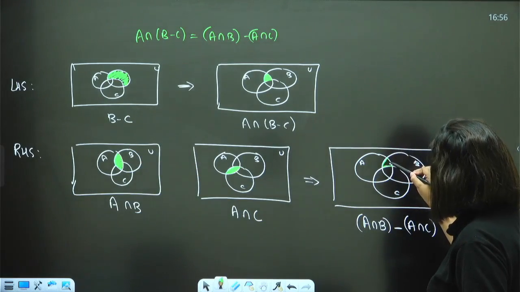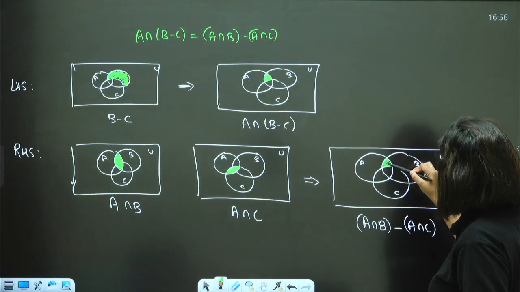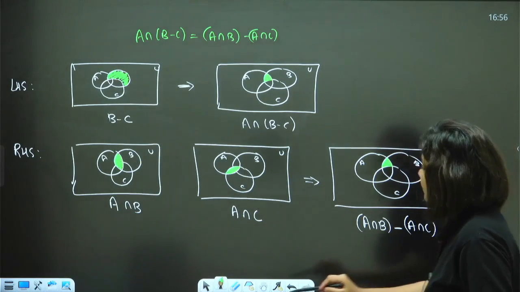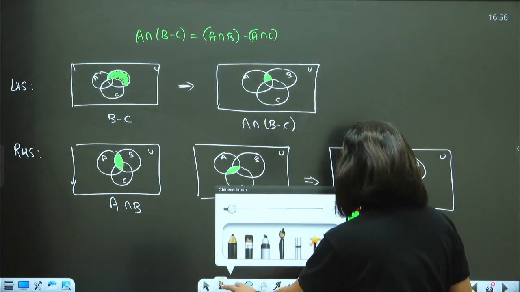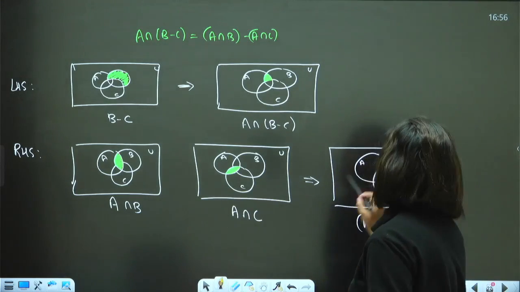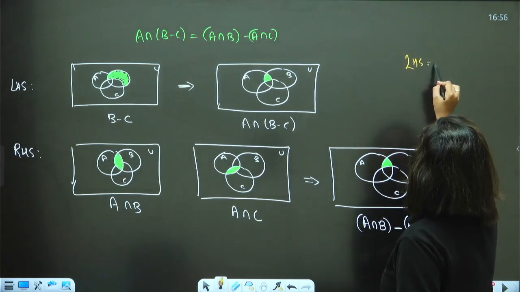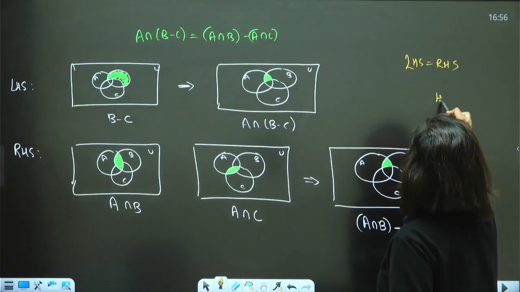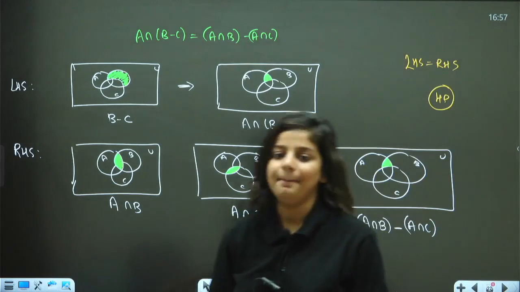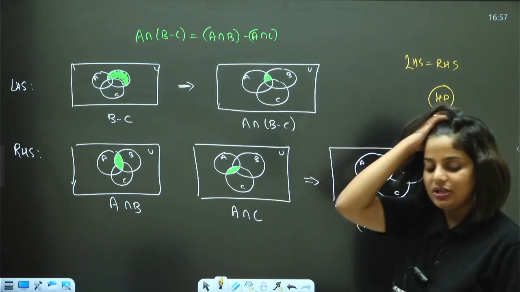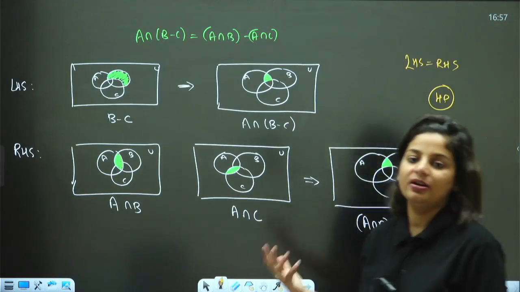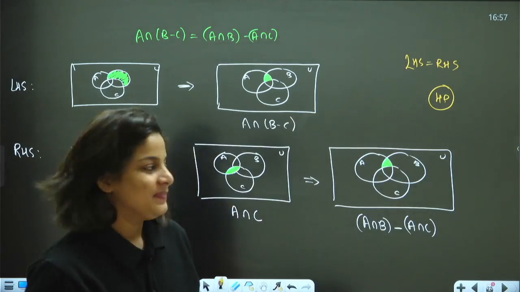Try to understand this. If you can understand, great. You are done with this question. Hence, we can say LHS is equal to RHS. Hence, proved by Venn diagram also. So clear how easy Venn uncle made the sets for us.